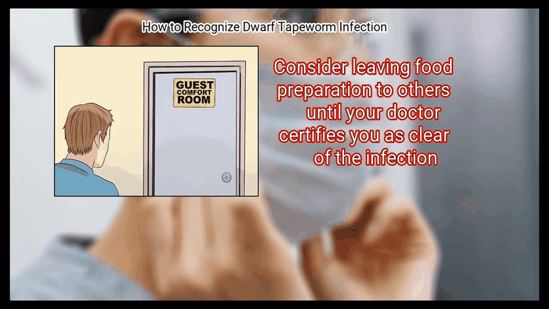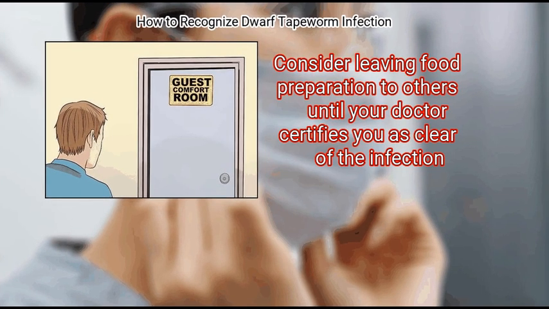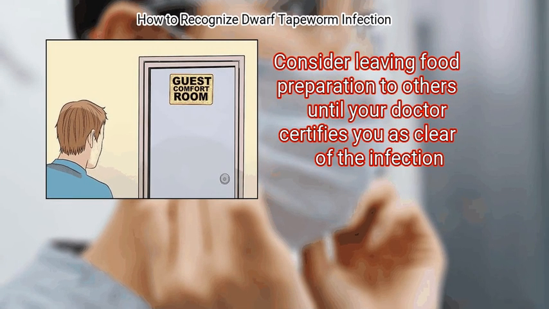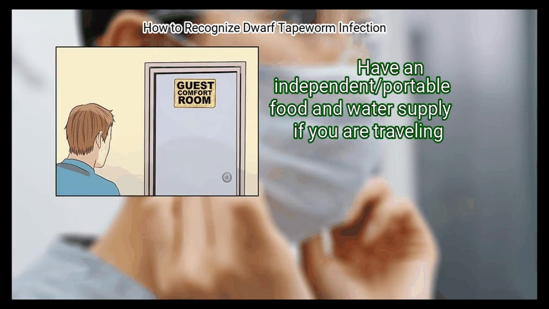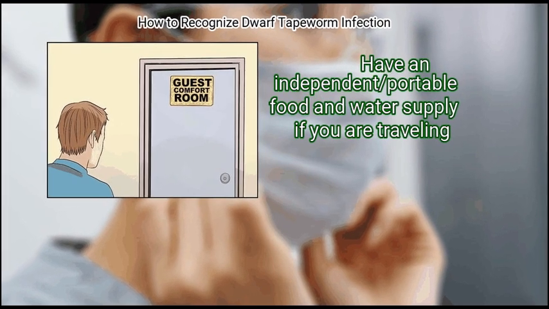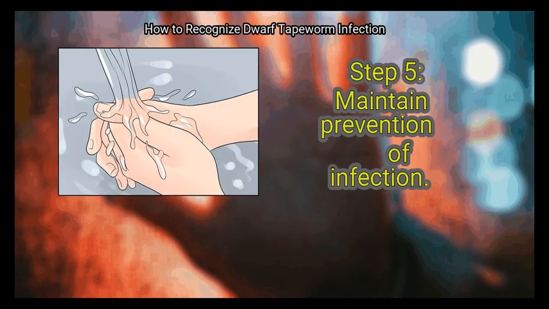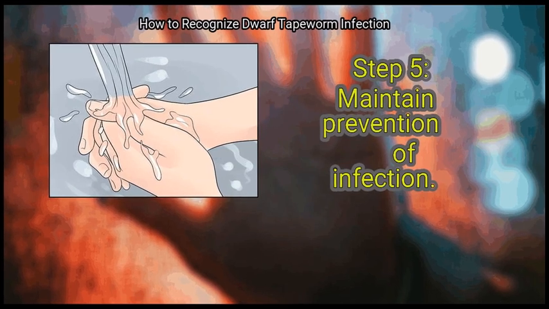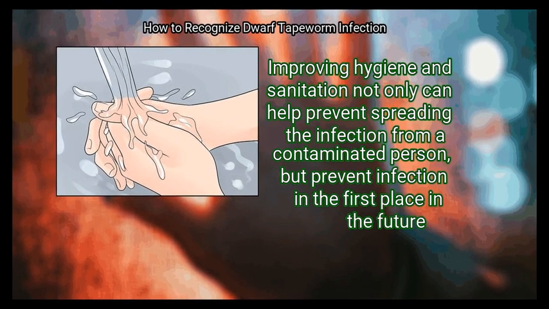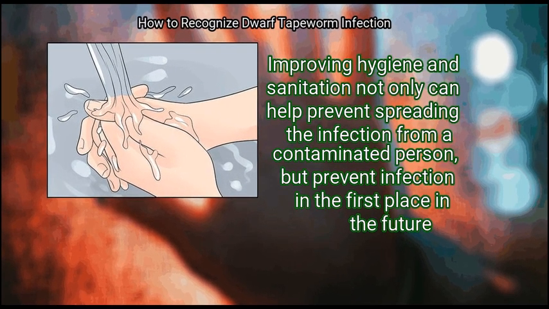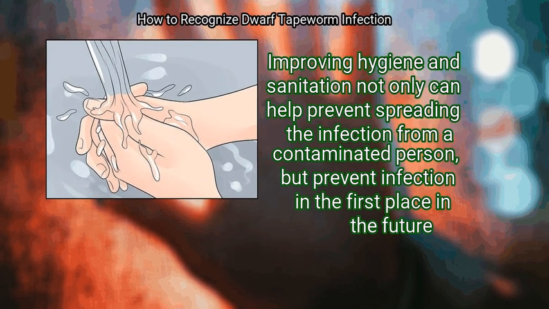Consider leaving food preparation to others until your doctor certifies you as clear of the infection. Have an independent, portable food and water supply if you are traveling. Finally, maintain prevention of infection. Improving hygiene and sanitation can not only help prevent spreading the infection from a contaminated person, but also prevent infection in the first place in the future.